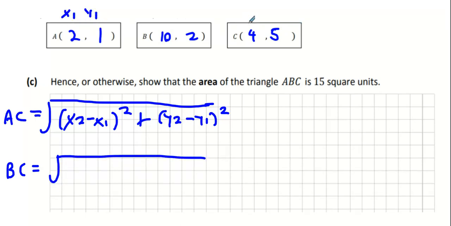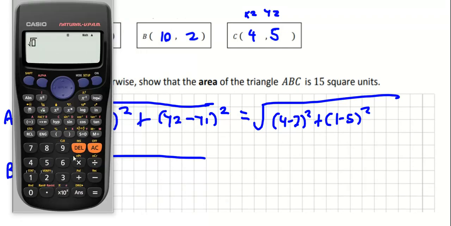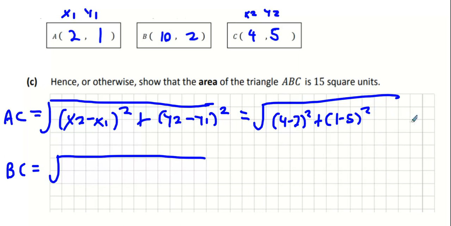Got x1, y1, x2, y2. So what we're going to get there is 4 take away 2 squared plus 1 take away 5 squared. Enter all that into the calculator. Two root 5, or 4.472. 2 root 5 will be the better way to do this at the moment. 2 root 5.